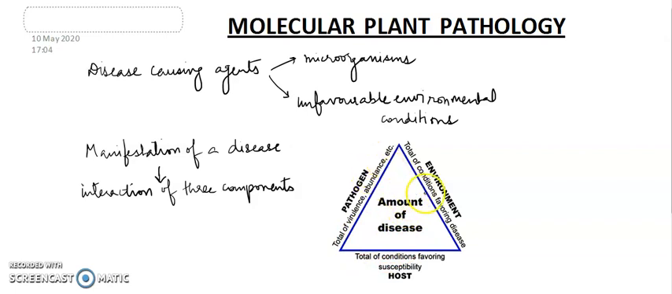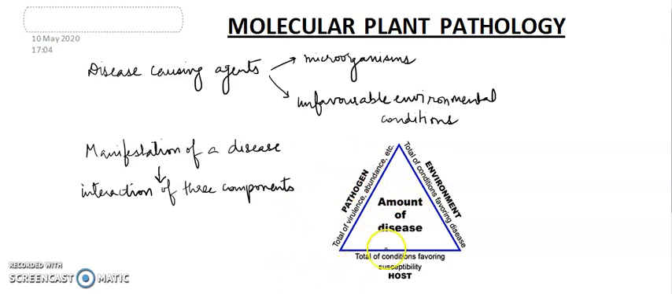The third side of the triangle is represented by the environmental factors or the environment. Now this is a sum of or a total of conditions which favor the disease. It is possible that some diseases are favored during the rainy season. There are other diseases which are favored during the season of flowering. So there are several environmental factors like temperature, pH, so many factors which contribute to a disease actually occurring. So that is the third side, that is the environment.